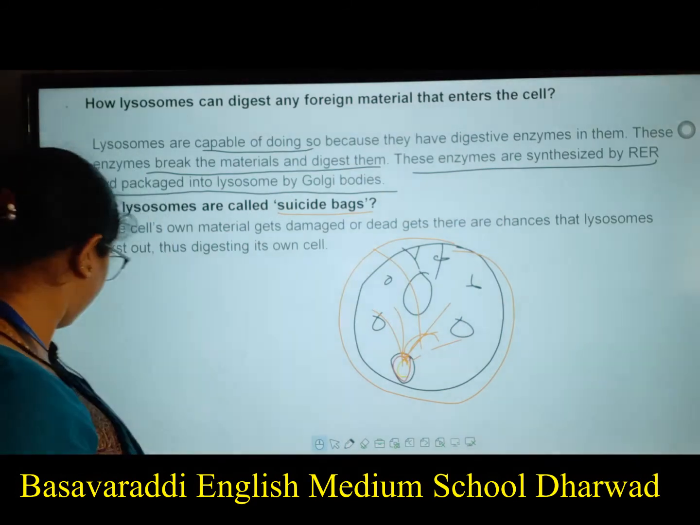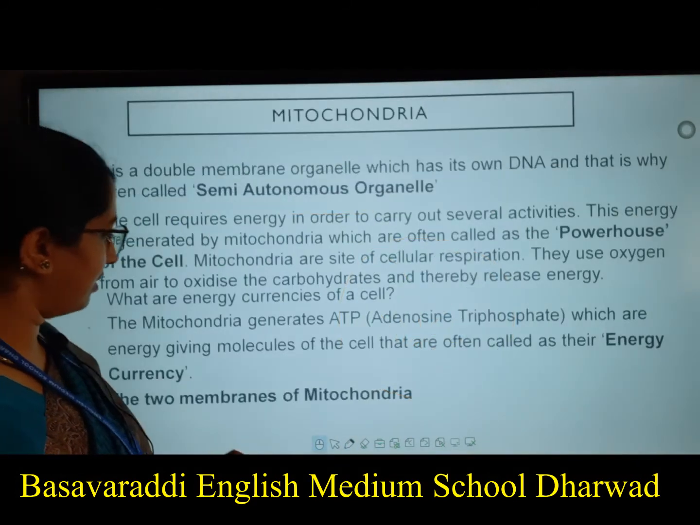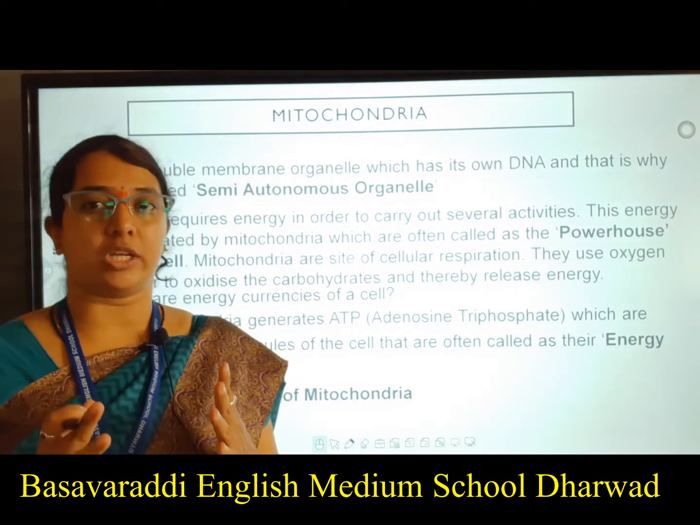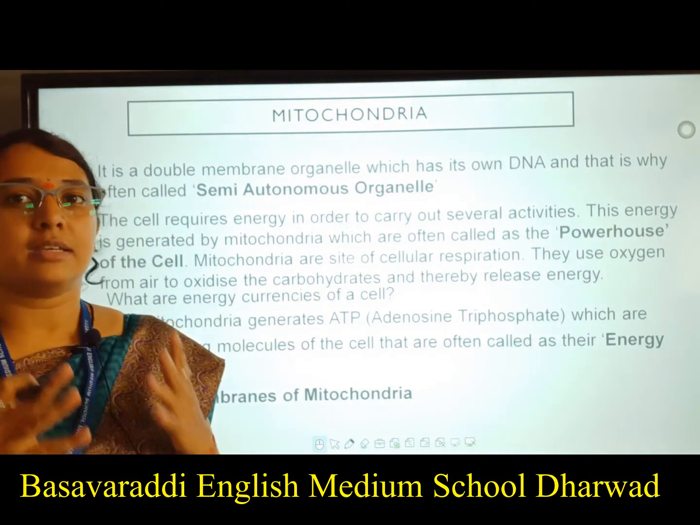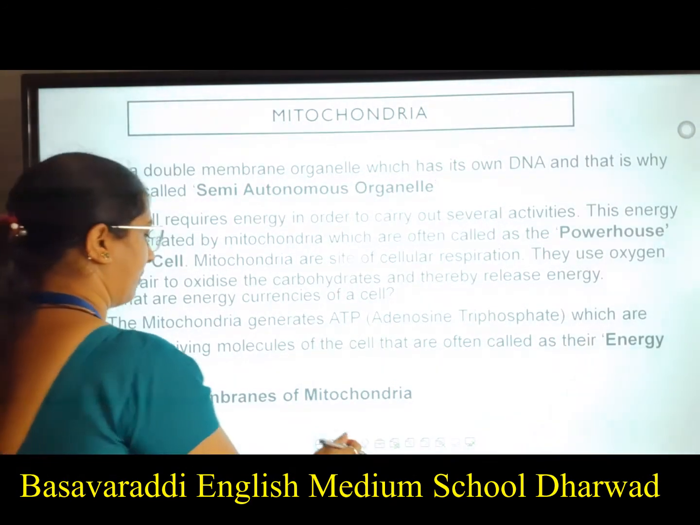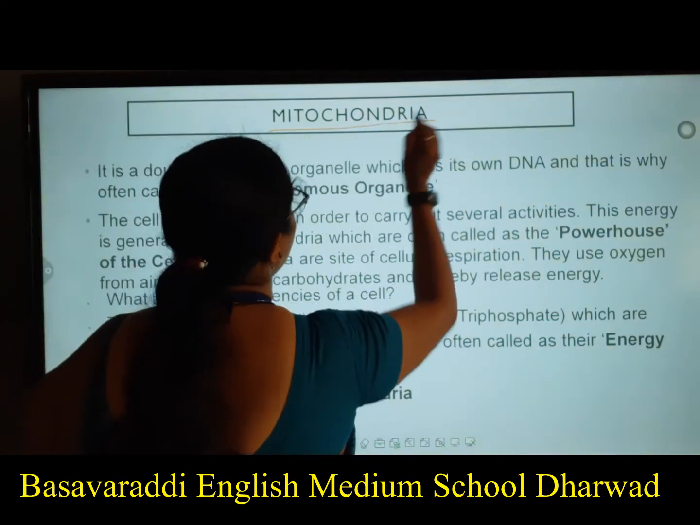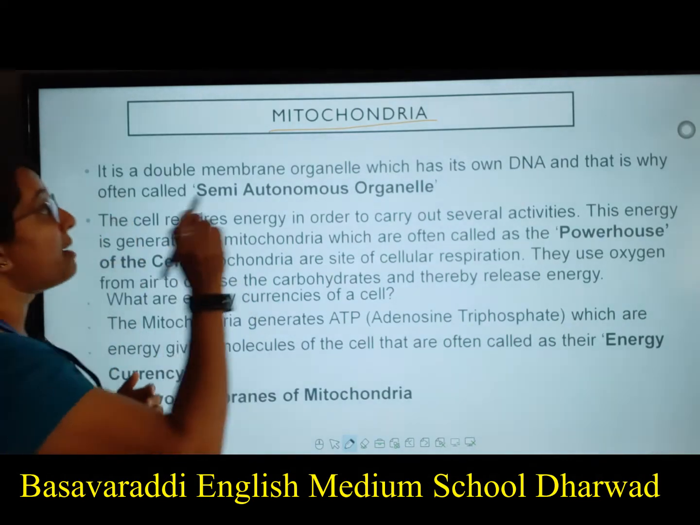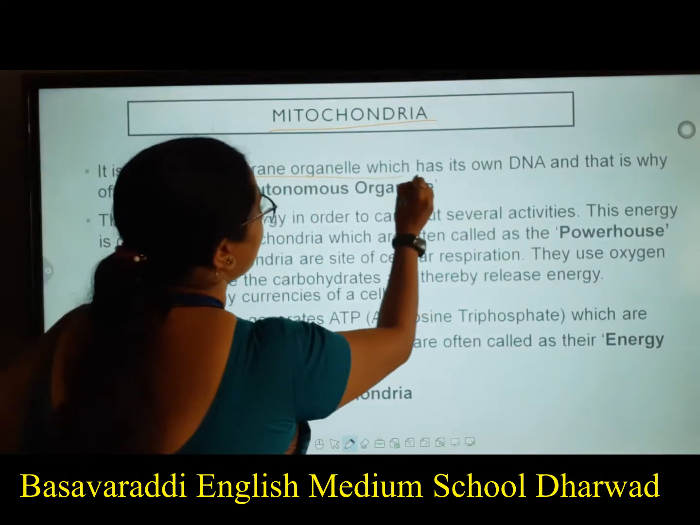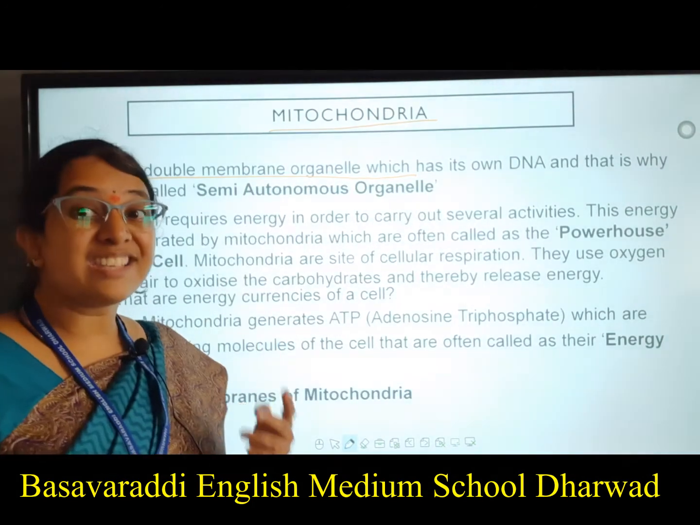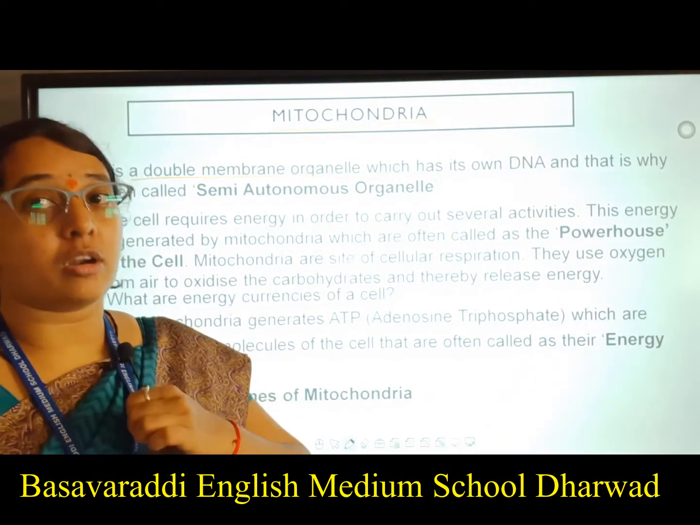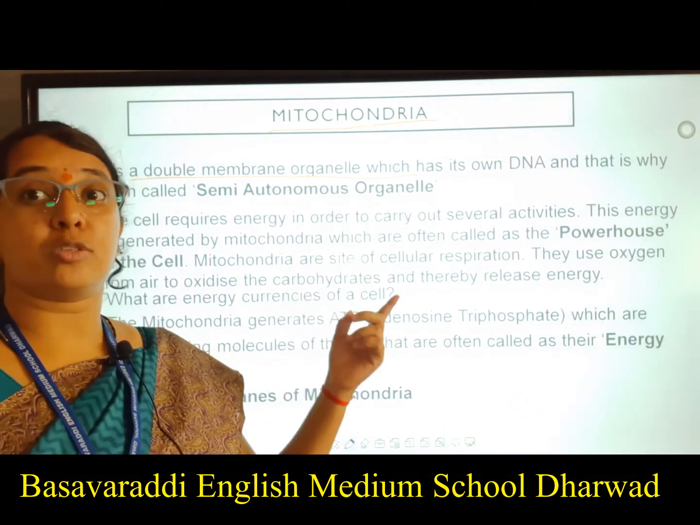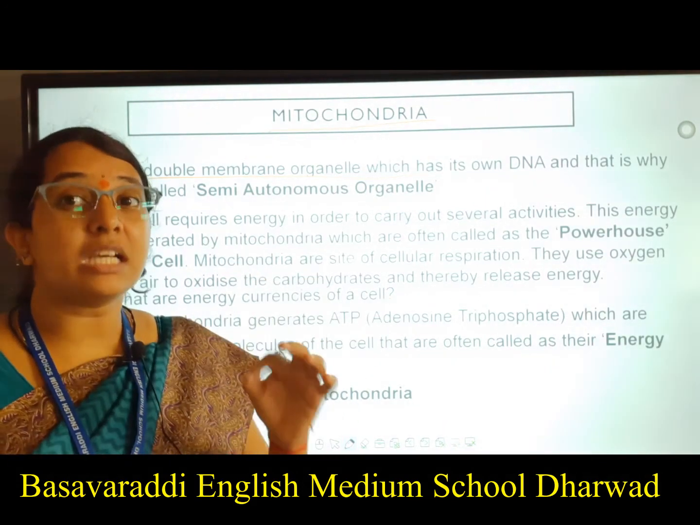Okay, the next very important cell organelle is the mitochondria. It is a double membrane organelle. Please be careful here. Mitochondria is a double membrane organelle. Till now we have not read anywhere that it is double membrane. In lysosome it is very specifically mentioned it is single membrane.